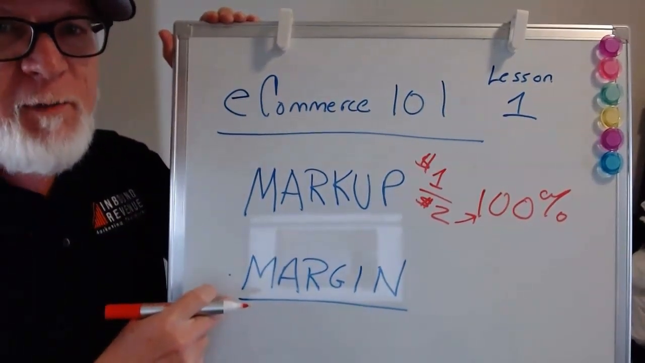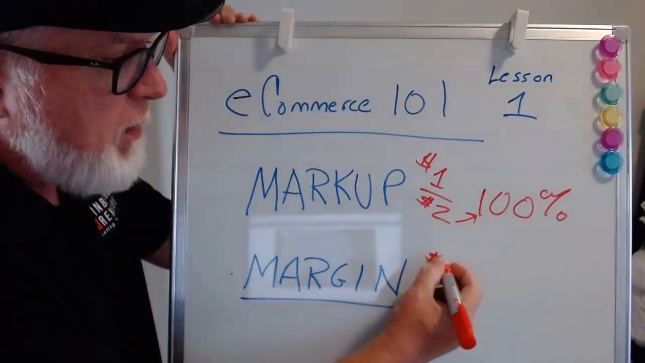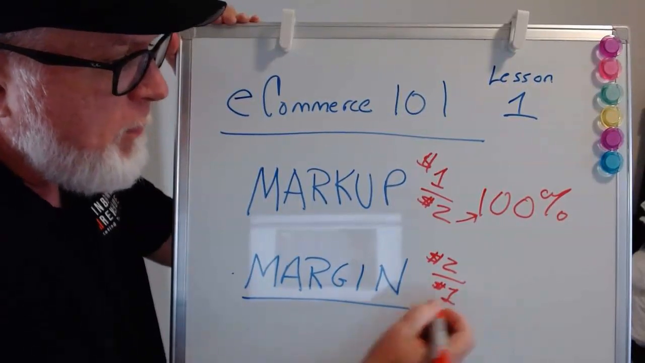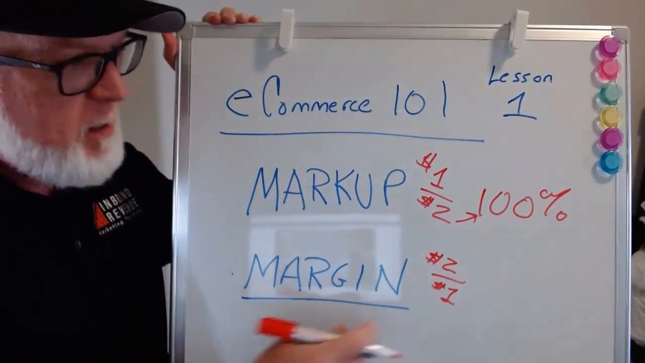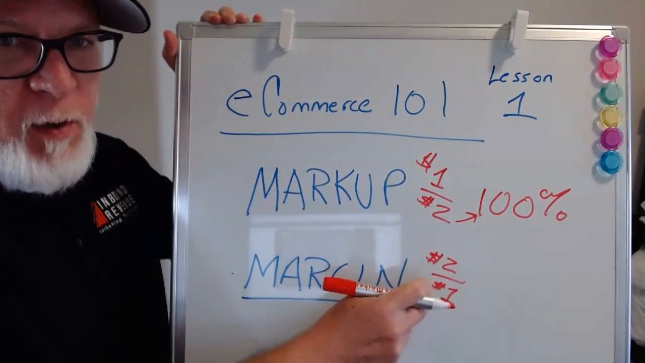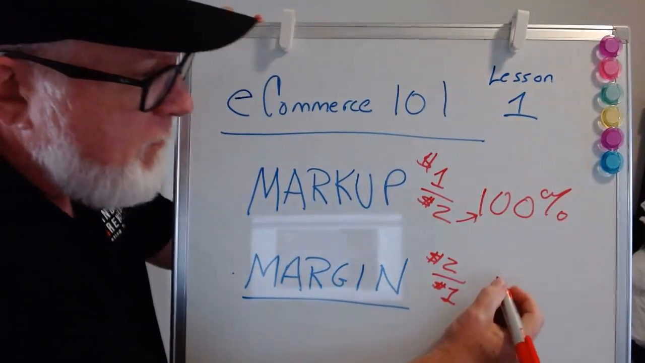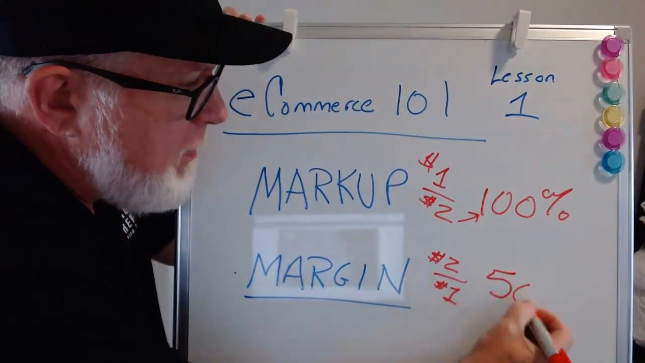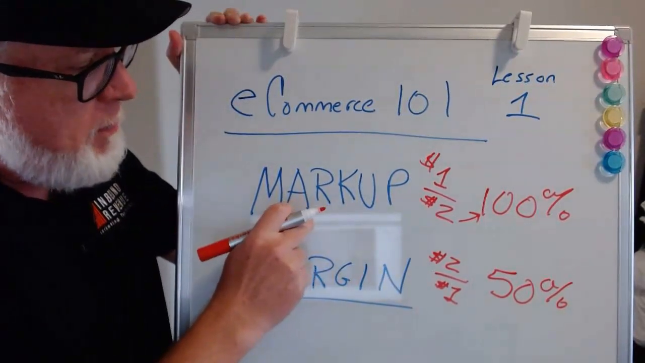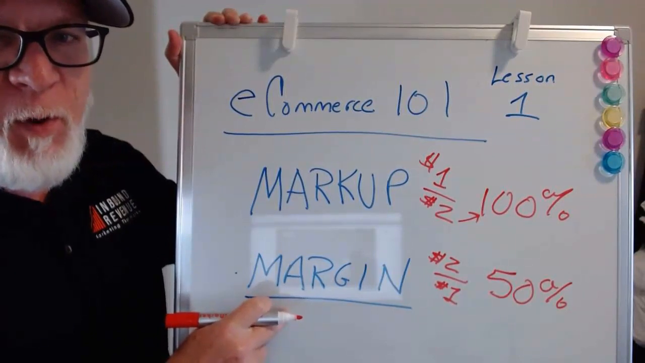Well, what's my margin then? Well, a margin is not the same as a markup. You now have a $2 product that you're selling on your website that you paid $1 for. So in this case, if you sell that product for $2 and you bought it for $1, what do you have left over? Half of it. What's half? 50%. So a 100% markup leads to a 50% margin.